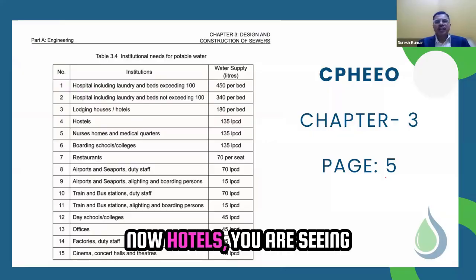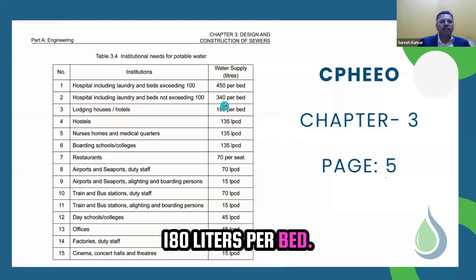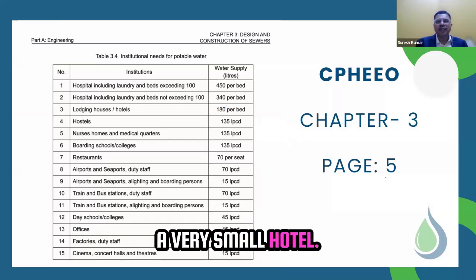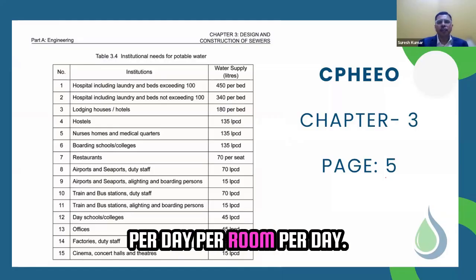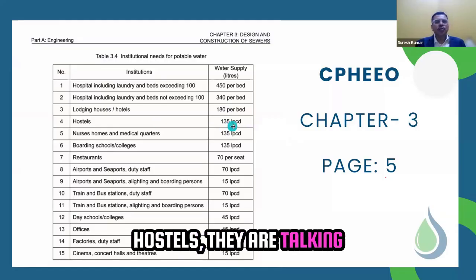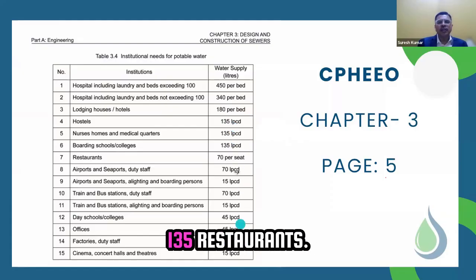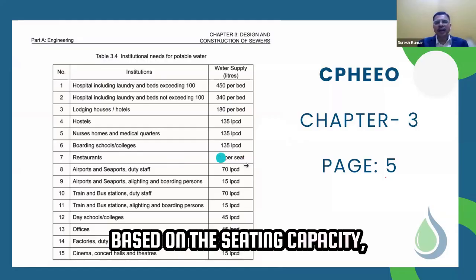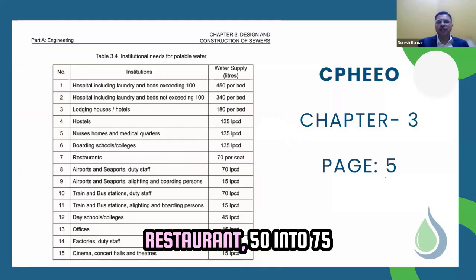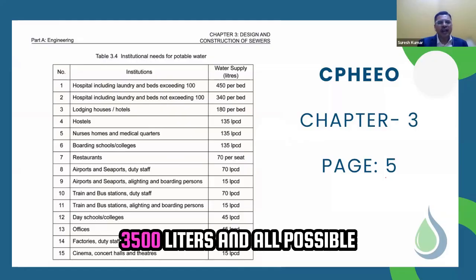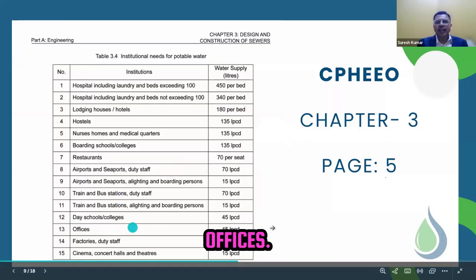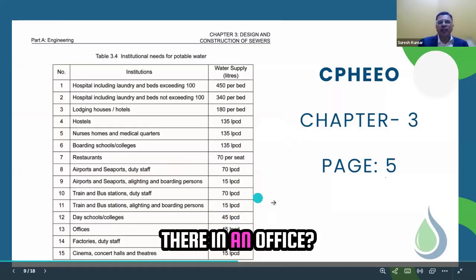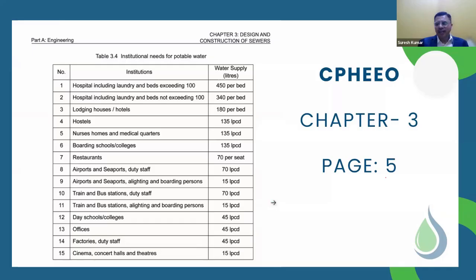Now, hotels, you are seeing 180 liters per bed, right? But this is for a very small hotel. If it is a 3-star, 4-star, 5-star hotel, per room, you need to consider again 300 to 350 liters per room per day. Hostels, they are talking about 135 liters. Schools, colleges, 135. Restaurants, based on the seating capacity, if it is a 50-seater restaurant, 50 into 75, 3,750 liters. And all possible scenarios they have considered here. Offices, how many users are there in an office? 45 liters per day per head, right?